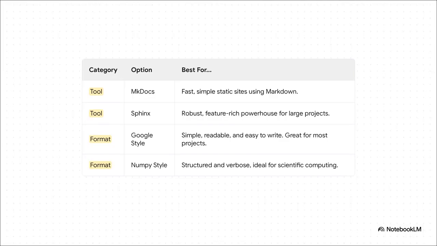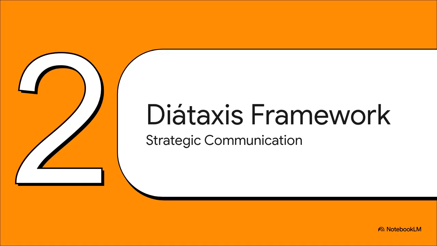Okay, once your docstrings are in place, you need a tool to turn them into that nice website we talked about. For most projects, my advice is to just start with MkDocs. It's fast, it's simple, it uses Markdown, you'll love it. If your project grows into a massive, complex beast, you can always graduate to Sphinx later. And for the style of the docstrings themselves, honestly, just use Google style. It's clean, super readable, and perfect for most things. The only exception is if your work is really heavy on scientific computing and complex math, then the NumPy style is tailor-made for that.